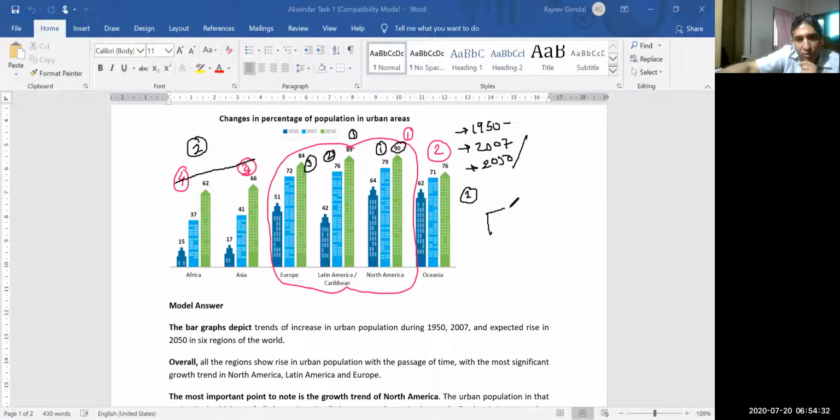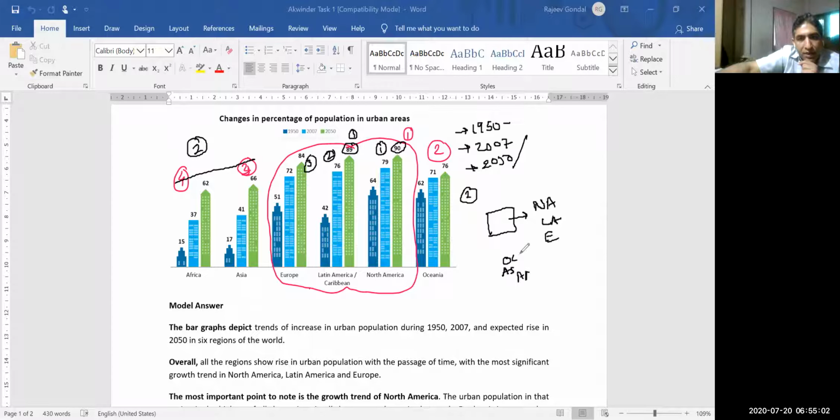So I made 2 groups here. One is that of North America, which is the top one, as you can see, 1890 here. The second one is Latin America, and the third one is Europe. So this is one group, and the second group comprises Oceania, then Asia and Africa.